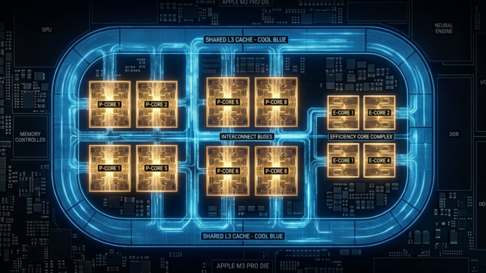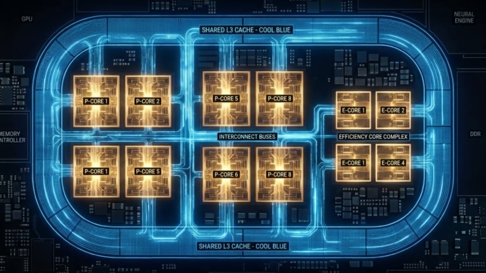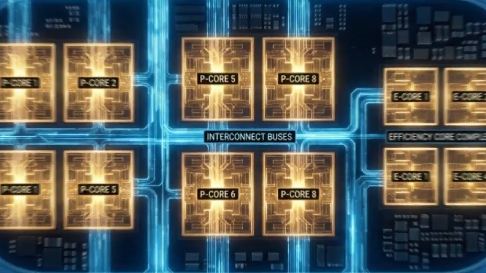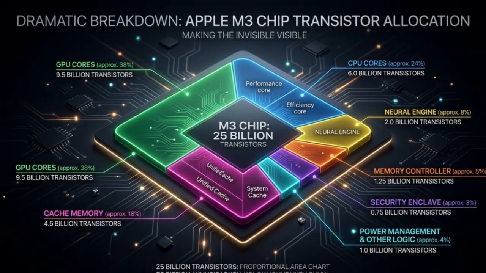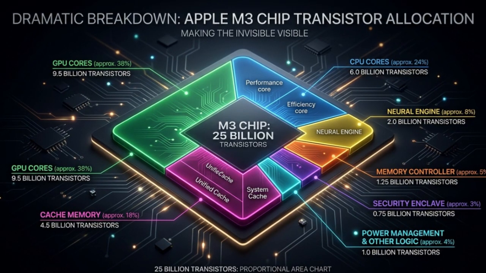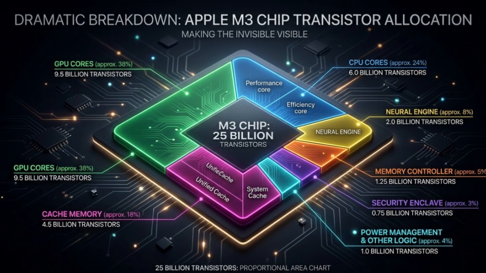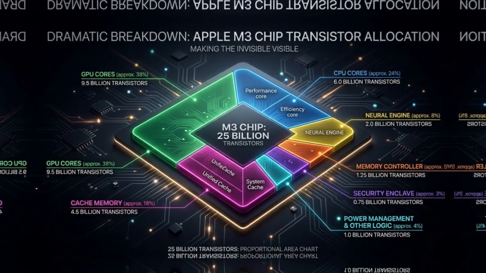Modern processors also include multiple cores, complete independent processing units sharing the same chip. An Apple M3 Pro has 12 cores. Each core contains hundreds of millions of transistors. Multiply across all cores, add the shared cache, add the memory controller, add the neural engine, add the GPU, add power management circuits, add security hardware, and you arrive at your 25 billion. Every transistor is there for a reason. None of them are waste.